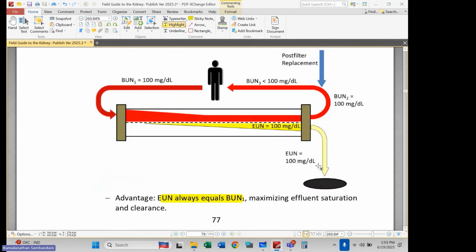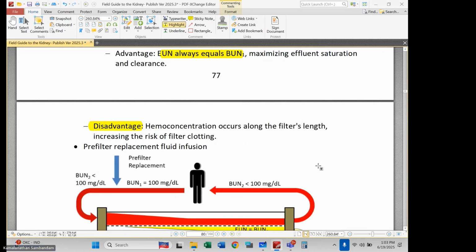Now, if the patient's not clotting, it's irrelevant. There's no need to achieve an arbitrarily low filtration fraction as an end in and of itself. If the patient's on heparin, is not clotting, run a filtration fraction of whatever you want. And then there's no harm to the patient by doing that. Okay?